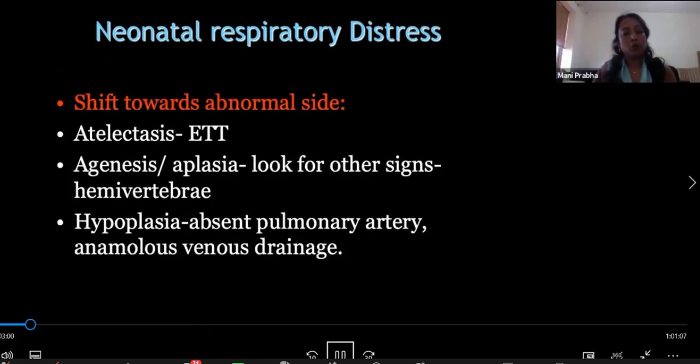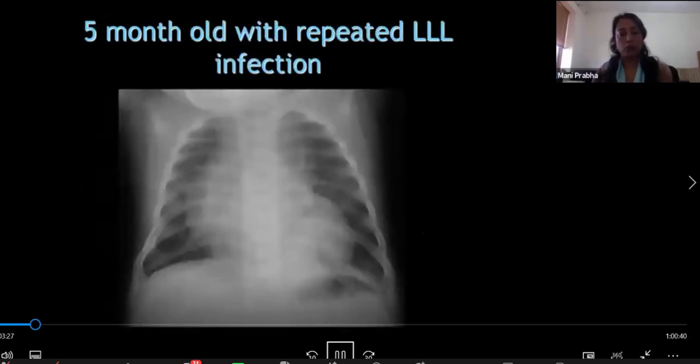Shift towards the abnormal side will be atelectasis, agenesis or aplasia, or hypoplasia of the lung. So when you are looking at agenesis, look for other signs of any abnormality, such as hemivertebrae. Also look at the pulmonary vasculature because hypoplasia can be associated with congenital cardiac diseases also. So we are moving on to the next case. Candidate 4, are you with me?